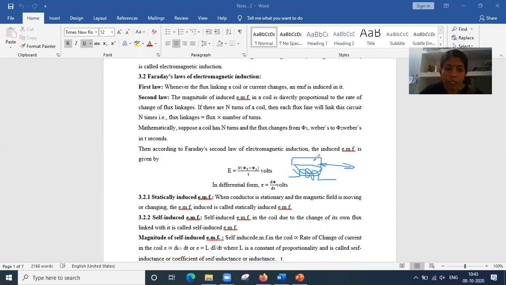Then self-induced EMF. Self-induced EMF means the EMF in a coil due to change of its own flux linkages. When the current flowing through a coil changes, when alternating current is given to a coil, it will produce a change in magnetic field. When current flows through a coil, it will produce a magnetic field. So self-induced EMF means the induced EMF in the coil due to change of its own flux linked with it.